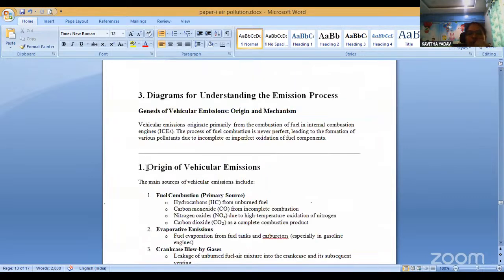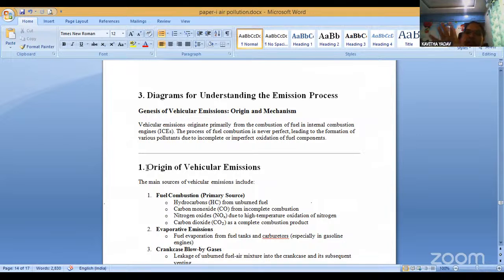Okay. The next one, diagrams for understanding the emission process: the origin of vehicular emissions. Vehicular emissions originate primarily from the combustion of fuel in internal combustion engines. The process of fuel combustion is never perfect, leading to the formation of various pollutants due to incomplete or imperfect oxidation of fuel components.